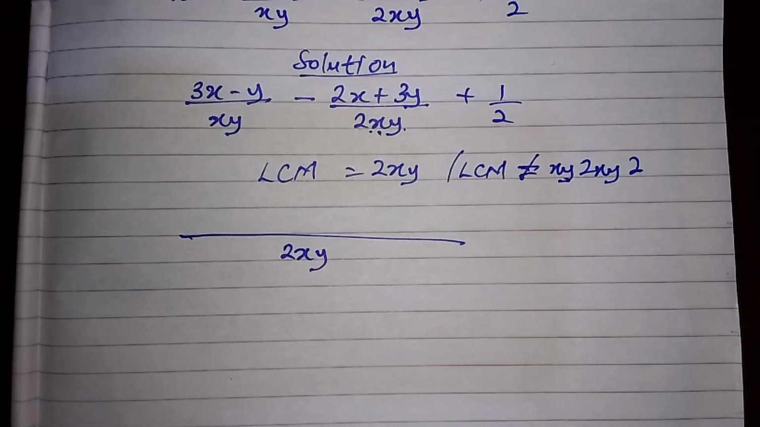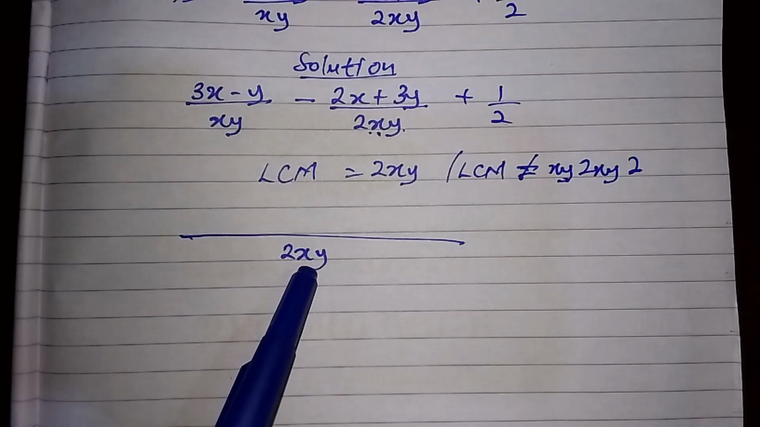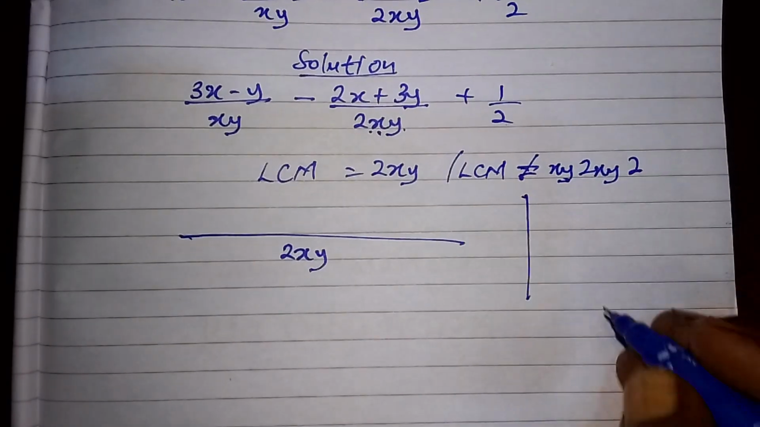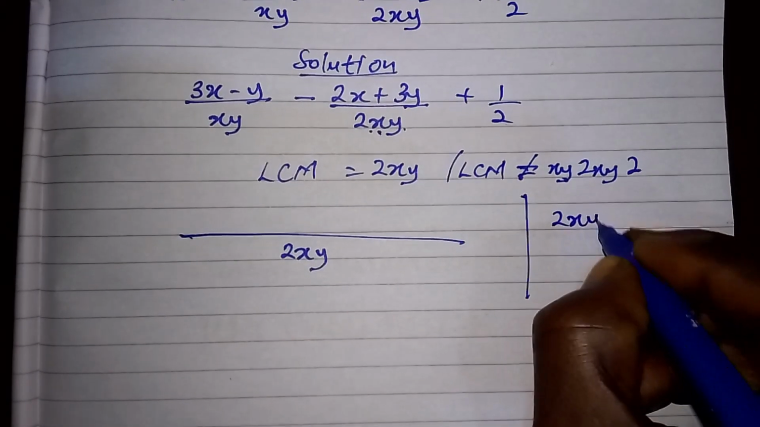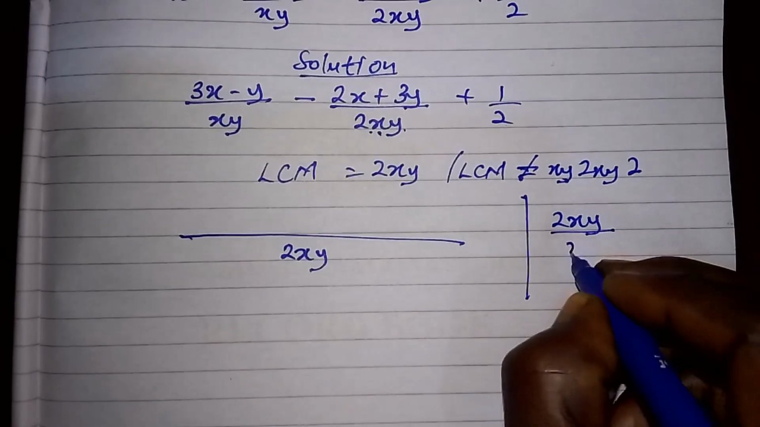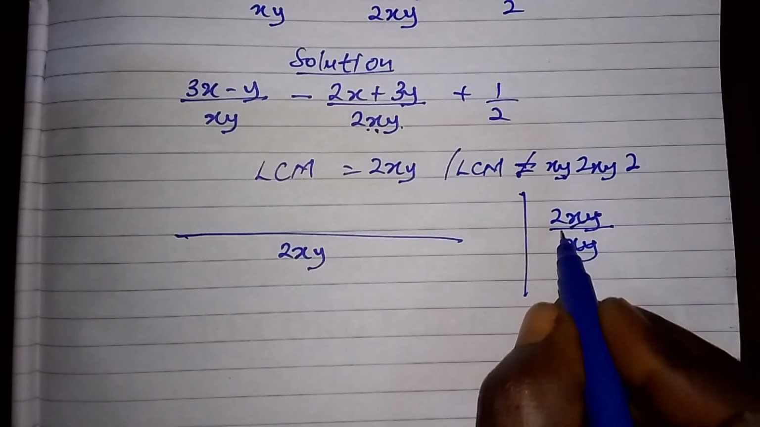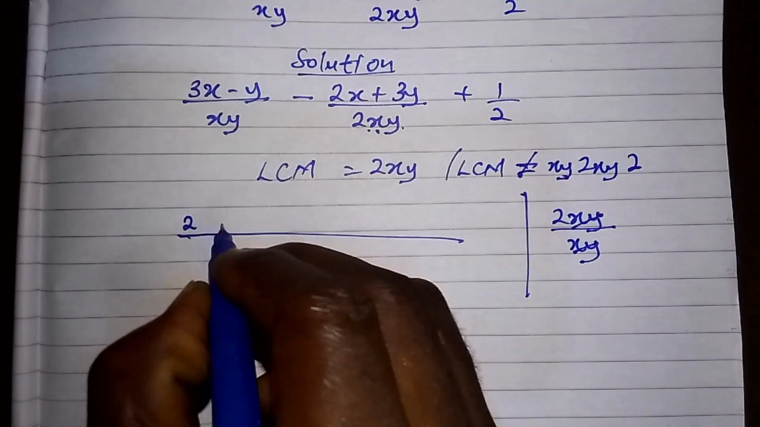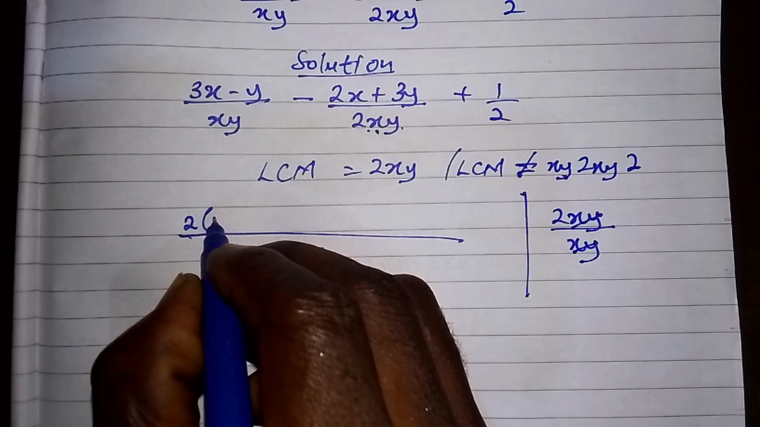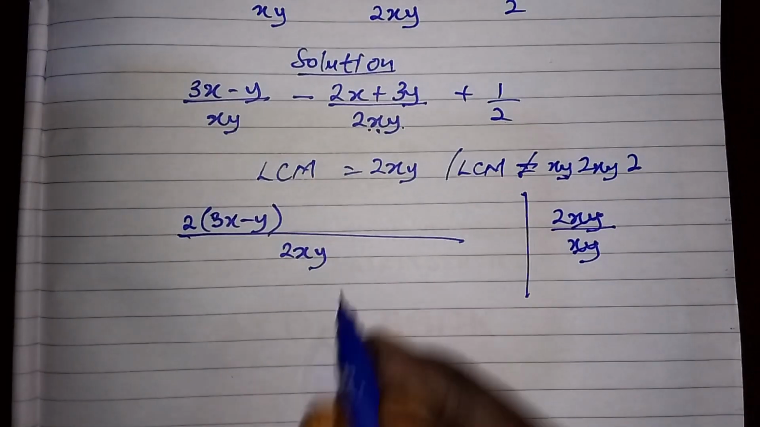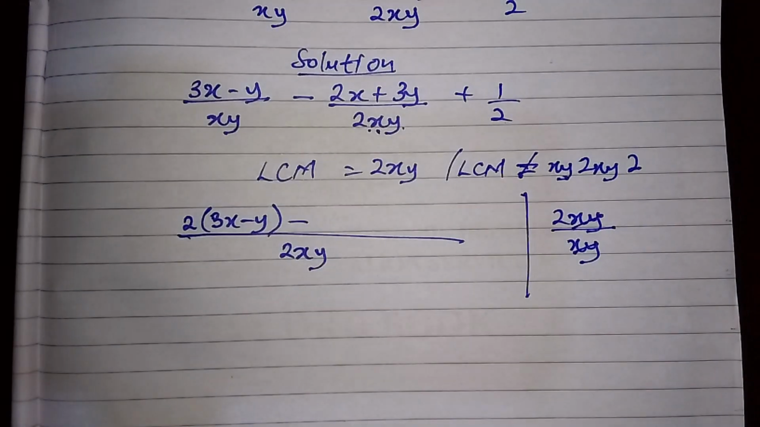Let's start with the first part of the fraction. The first part has a denominator of xy. This goes into the LCM 2xy 2 times. How do you know that? Now, the LCM is 2xy divided by the denominator of xy. So this xy will cancel this, leaving 2. So that 2 is going to multiply the numerator of the denominator we are dealing with, 3x minus y. Our subtraction sign comes over here.